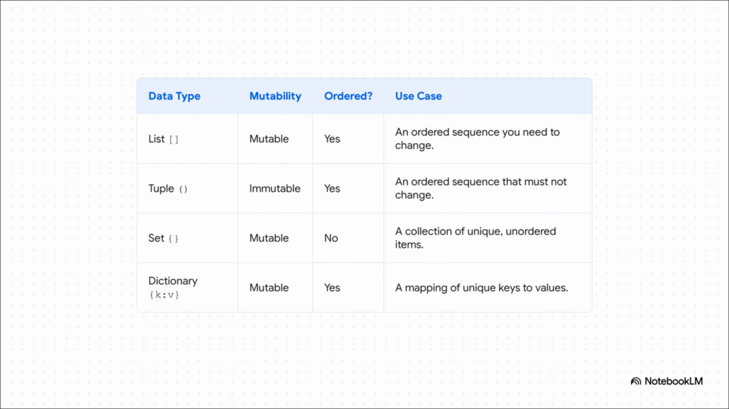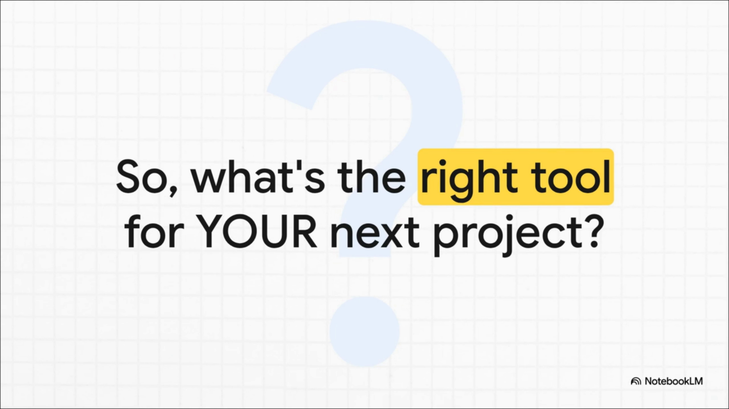And it's worth knowing that while dictionaries used to be unordered, in modern Python, they actually remember the order you put things in, which is a fantastic bonus. You see, choosing the right data structure isn't just some minor technical detail. It has a real impact on how clean your code is, how efficient it runs, and how easy it is to debug. So the next time you sit down to code, just ask yourself, what am I really trying to do with this collection of data?